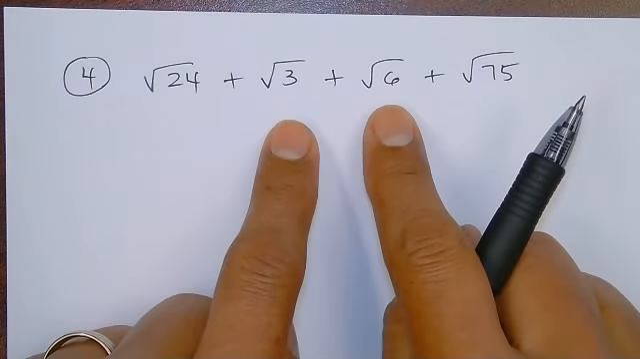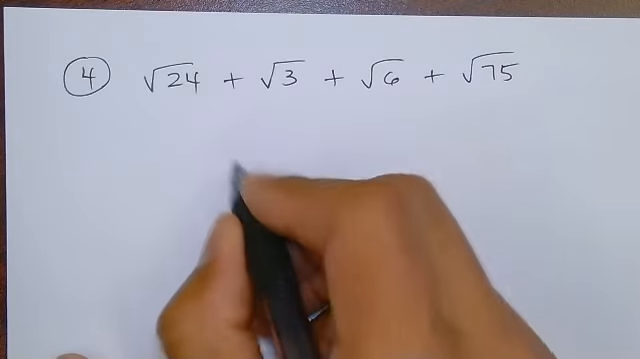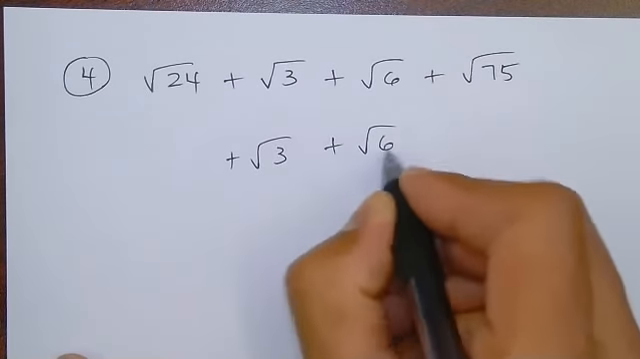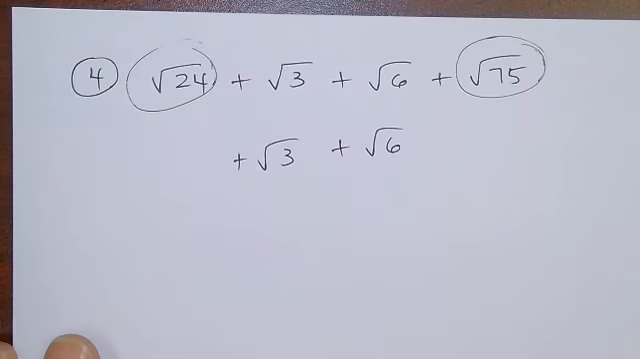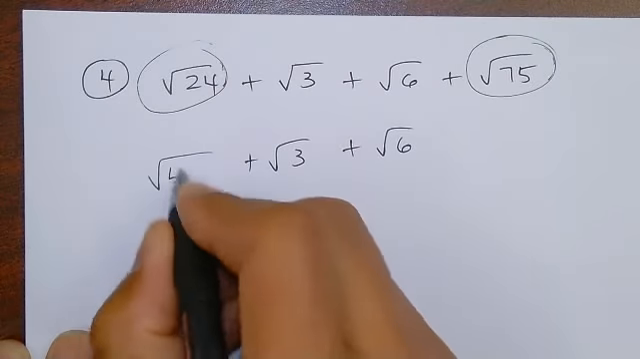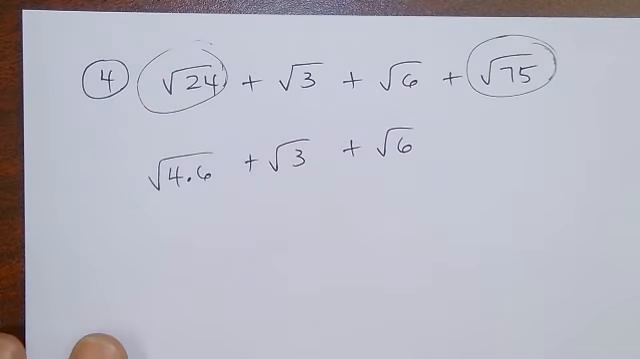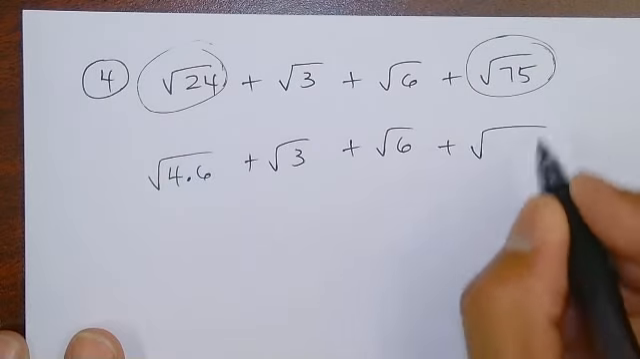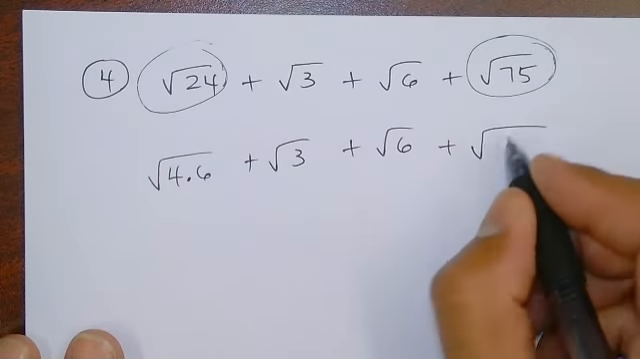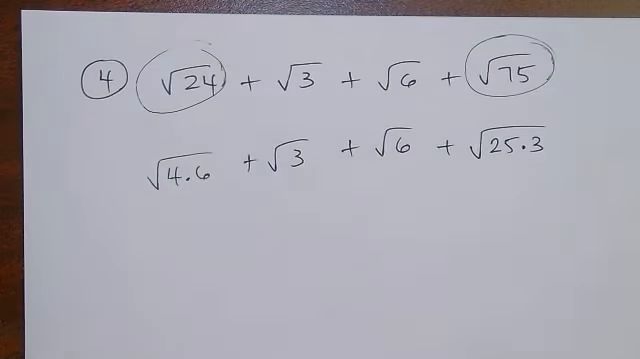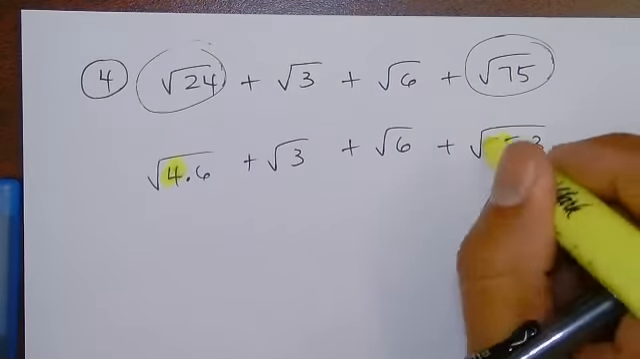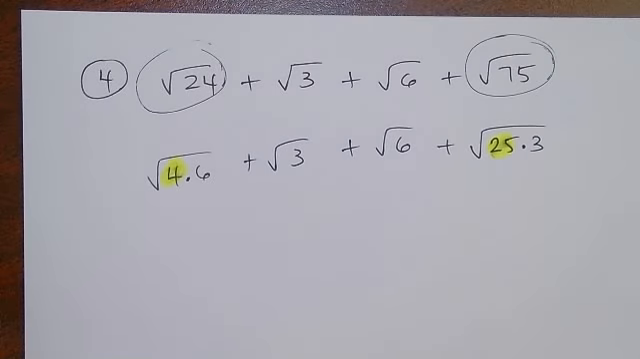Well, these are already finished, aren't they? Aren't they in their simplest form? I don't have to mess with these. The root 3 and the root 6 are already in their simplest form. I just got to worry about these two over here and breaking those down. 24 is a 4 times 6. Yep, we've seen that many times. And 75, come on, that's an easy one. That's quarters. 25 times 3, that's quarters. All right. So this 4 has a perfect square root, and this 25 has a perfect square root.